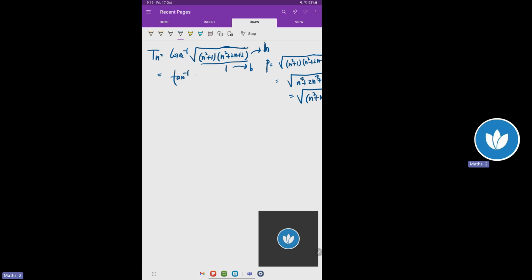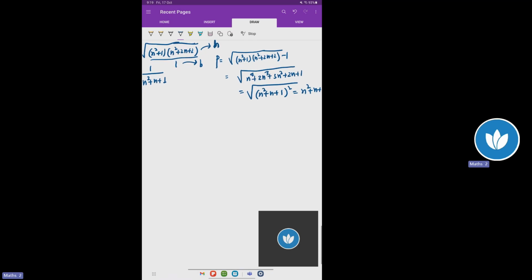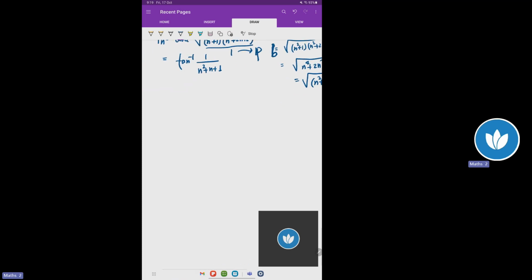So tan inverse is P by B, sorry. So this is 1 by n square plus n plus 1. Okay. Sorry, in cosec inverse, this is perpendicular, I think. Yes. So this would be your base. Yes. So tan inverse this.